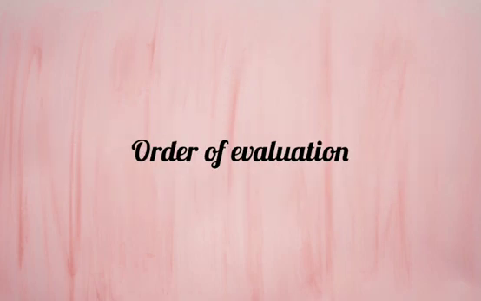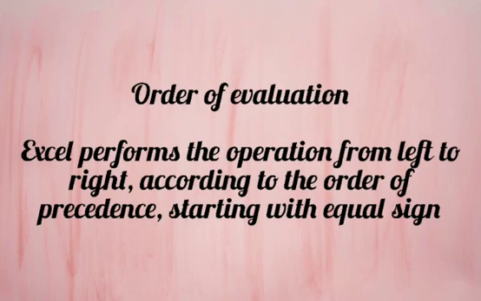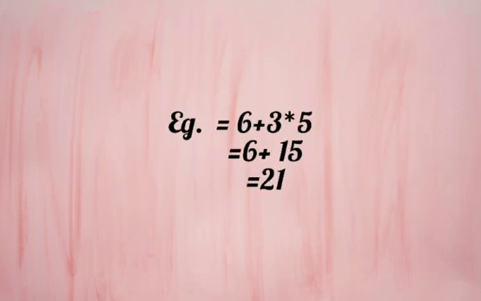Order of evaluation. Excel performs the operations from left to right according to the order of operator precedence, starting with equal sign. For example, consider the formula equal 6 plus 3 into 5. Here Excel performs multiplication before addition. The formula multiplies 3 into 5 and then adds to 6 to get the result, that is 21.